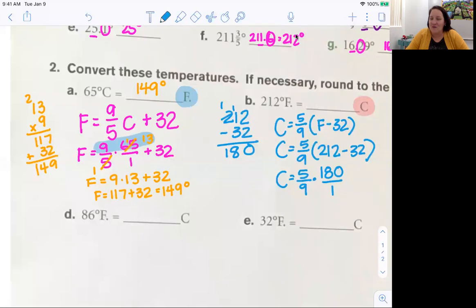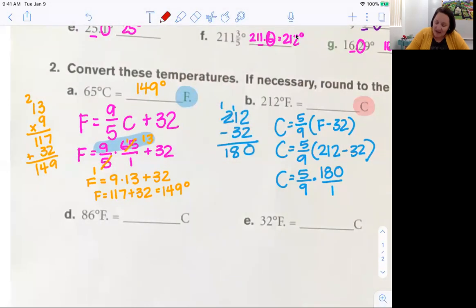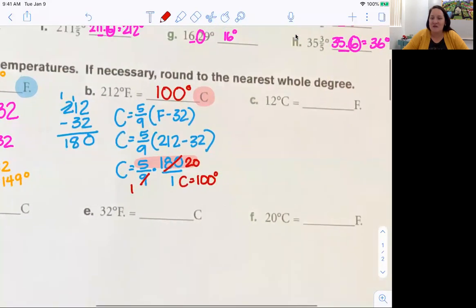Do you see a common factor between 9 and 180? It's 9. 9 goes into 9 one time. 9 goes into 180 20 times. So now we just need to multiply 5 and 20. What's 5 times 20? 100. So C equals 100 degrees Celsius.